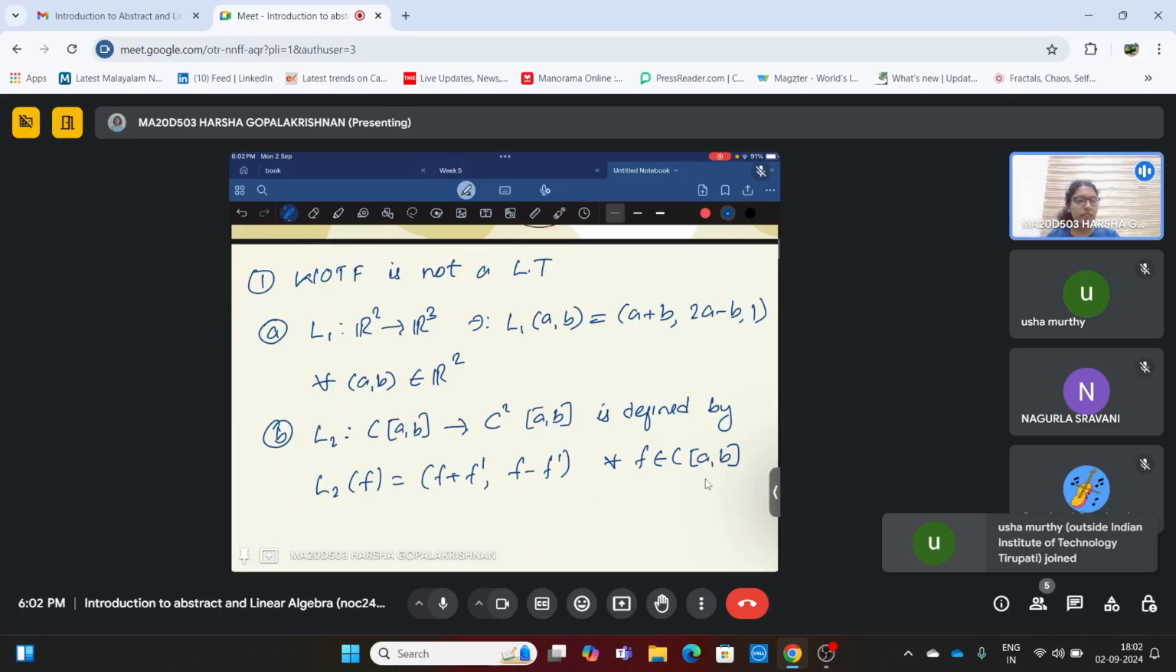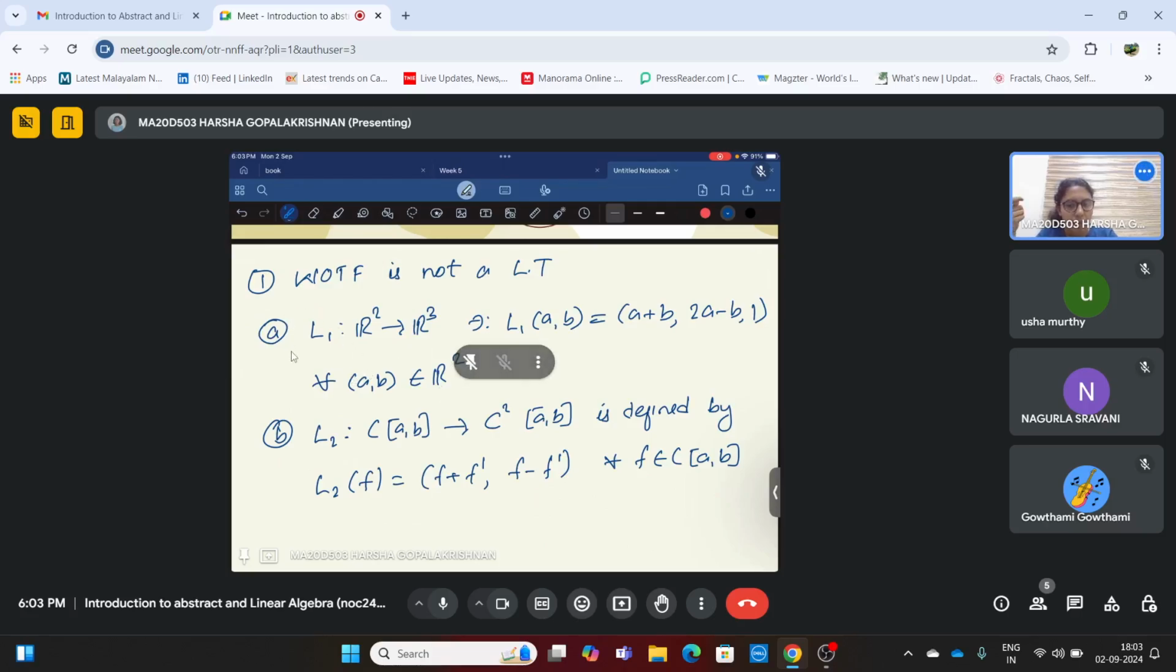So first we will start with linear transformation. We have seen what a linear transformation is. It is a map from a vector space to another vector space such that it satisfies two properties: T of x plus y should be equal to T of x plus T of y, and T of cx should be equal to c times T of x. Now two maps are given here. The question is, which of the following is not a linear transformation?